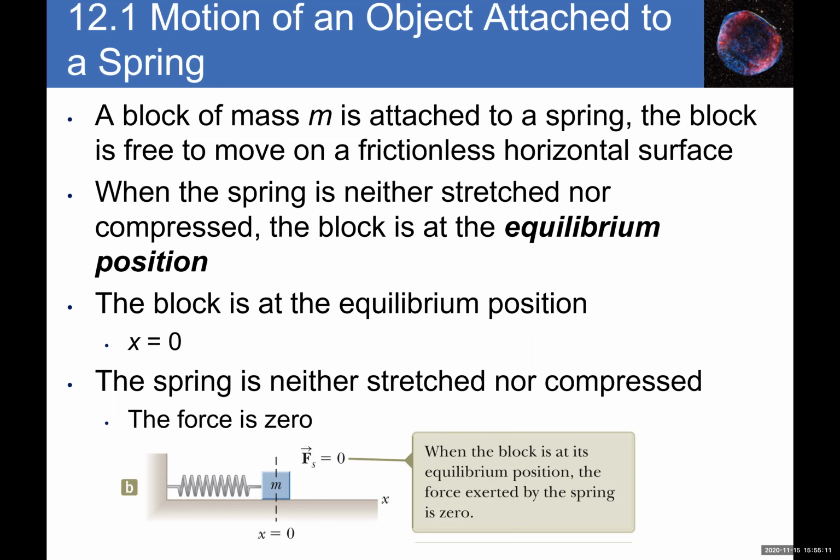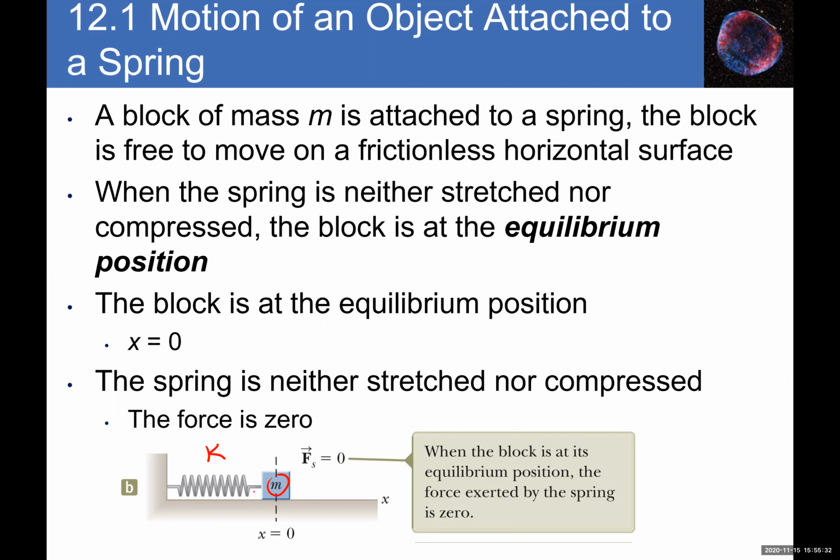So what we're going to assume in our systems is that there's always going to be a spring, and we're going to have a mass attached to the spring. That means as the spring is moving, the mass is also moving back and forth with it. We have a spring that has a spring constant K, and then the block that has mass M.